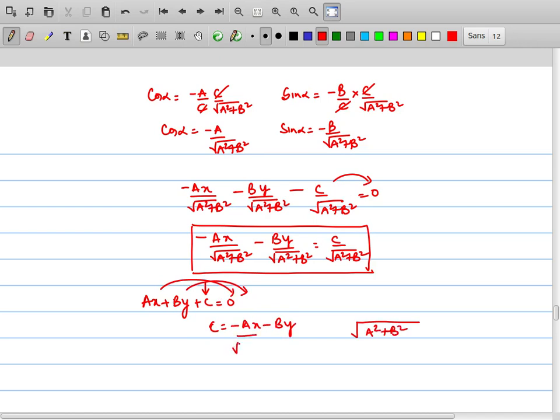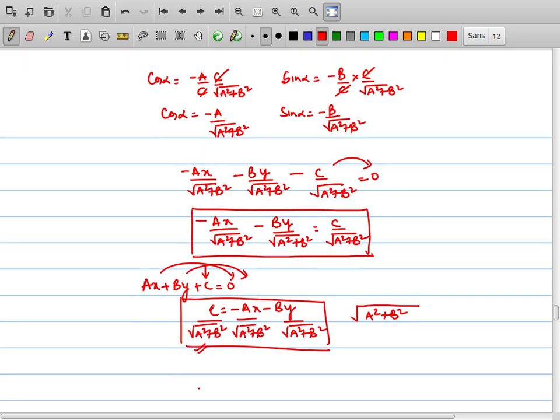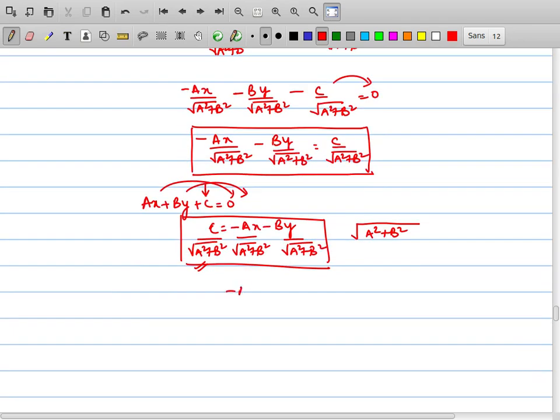That is a square plus b square, a square plus b square and a square plus b square. Once we do this, we get our normal form. Why? Because the right hand side is positive. And what is the coefficient of x? The coefficient of x is minus a upon under root a square plus b square.